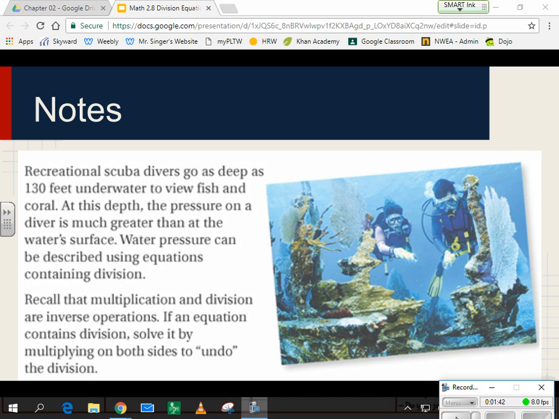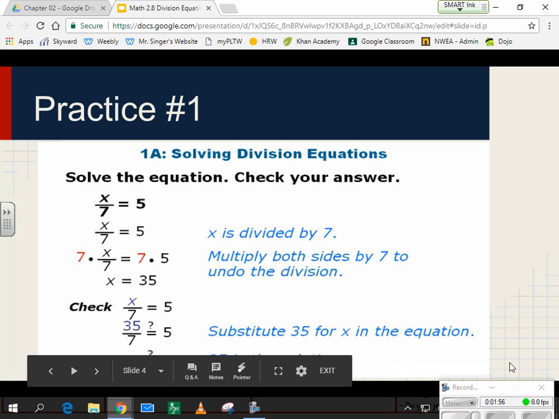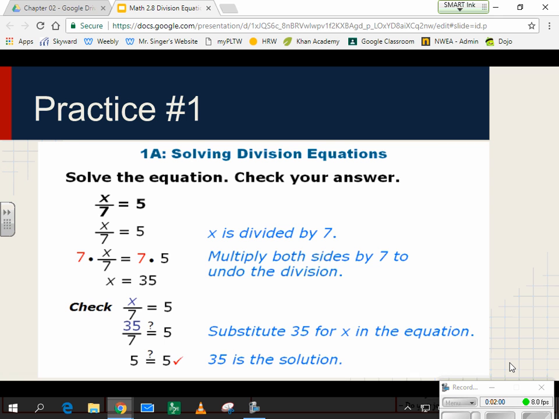So remember that multiplying and dividing are the inverse operations. So to undo these problems today of dividing, you're going to have to multiply. Let's talk about what that actually looks like when you're looking at a division problem. Here's our first one. As you can see here, we're looking at an equation that says x divided by 7. It's not a fraction, it's division. X divided by 7 equals 5.